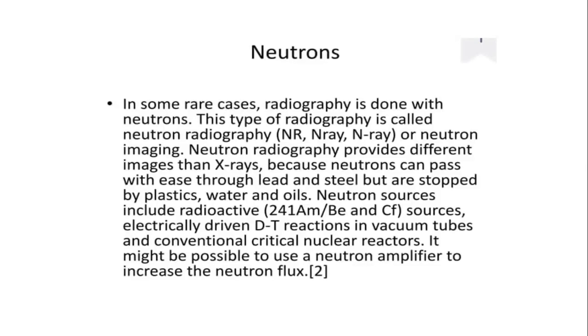In some rare cases, radiography is done with neutrons. This type of radiography is called neutron radiography or neutron imaging. Neutron radiography provides different images than X-rays because neutrons can pass with ease through lead and steel but are stopped by plastics, water, and oils. Neutron sources include radioactive sources, electrically driven DT reactions in vacuum tubes, and conventional critical nuclear reactors. It might be possible to use a neutron amplifier to increase the neutron flux. And then we move to computer tomography.